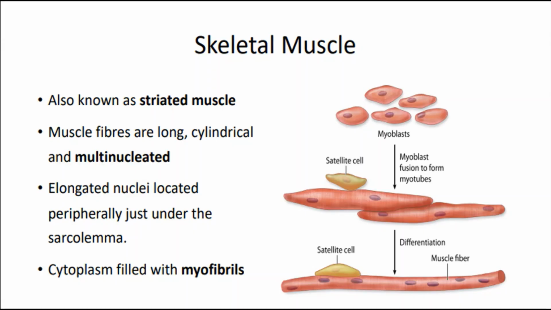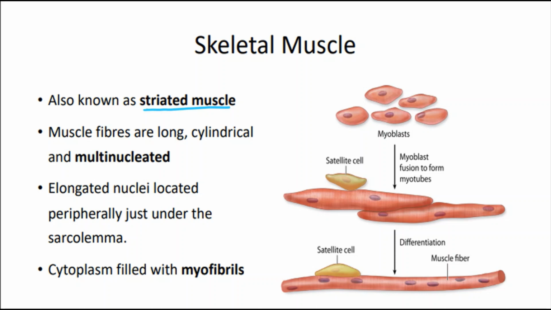So this is what we're talking about. Skeletal muscle is also known as striated muscle. These myoblasts are going to fuse and form a long cylindrical shape that is seen in skeletal muscle. And the nuclei are mostly located beneath the sarcolemma.